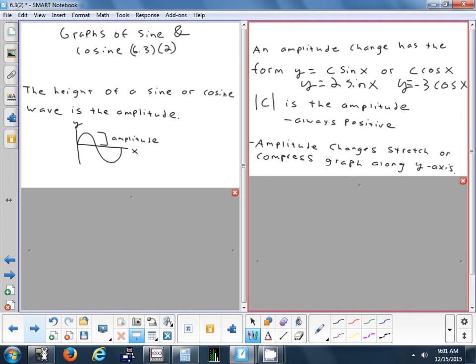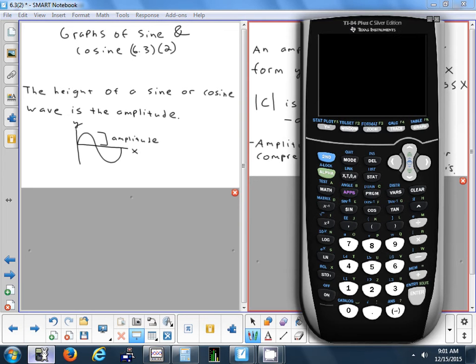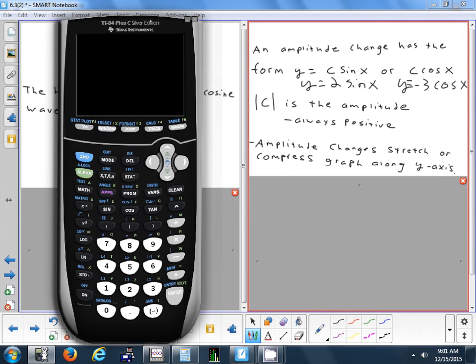Right, so an amplitude change is going to stretch or compress the graph along the y-axis. Okay, what do you think is going to happen here? If I put a 2 in front, you think that's going to stretch it, make it bigger, or is it going to compress it? Stretch it, it does. Okay? Any vertical transformations do exactly what you would expect. It's only the horizontal ones that do the opposite.